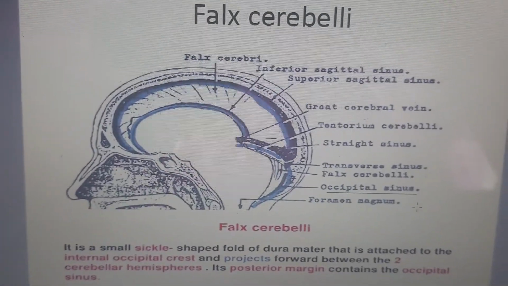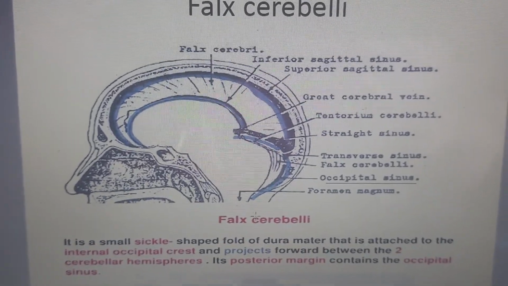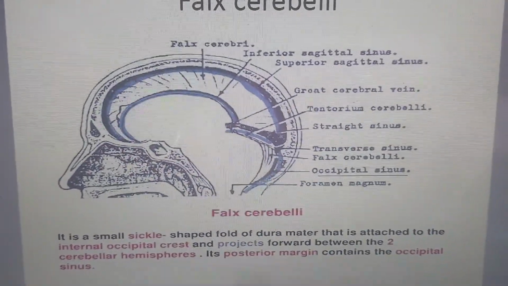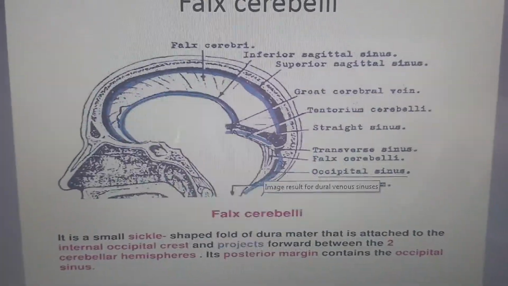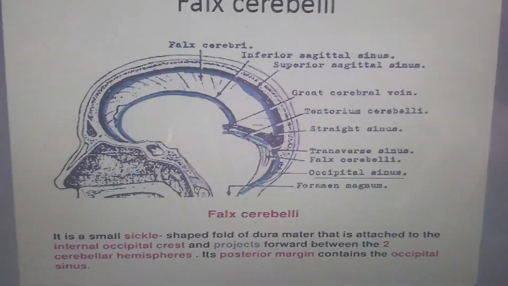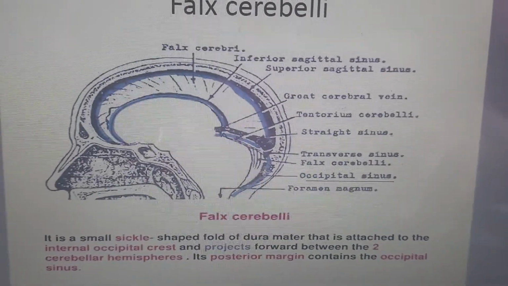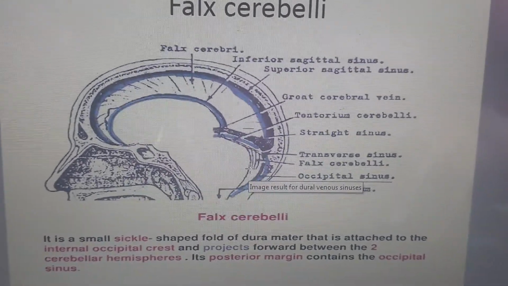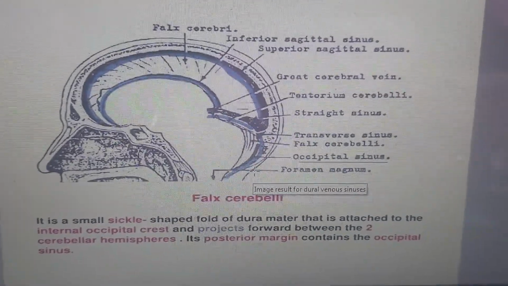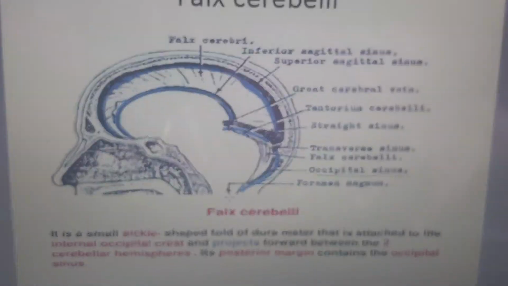Coming to the falx cerebelli, it is a small fold. It lies below the level of the falx cerebri, below the level of attachment of the tentorium cerebelli. This is the falx cerebelli, and it is a small sickle shaped fold of dura mater which is separating the two hemispheres of the cerebellum, and it is attached to the internal occipital crest. It projects forward between the two cerebellar hemispheres, and its posterior margin is continuous with the occipital sinus. This is the region for the foramen magnum.